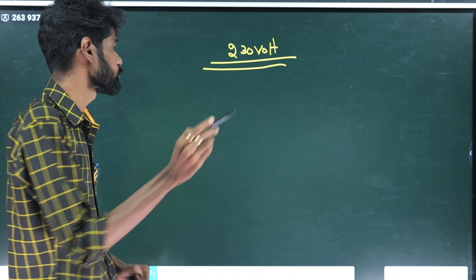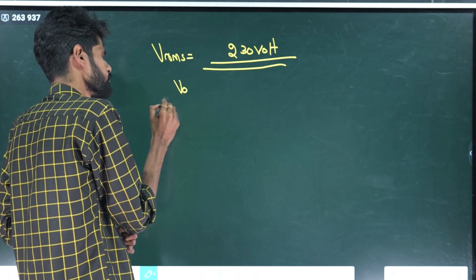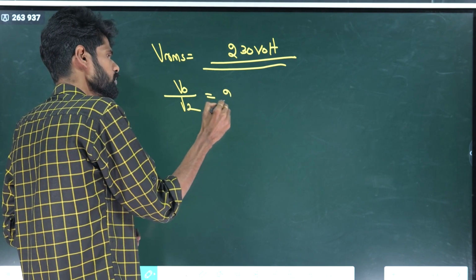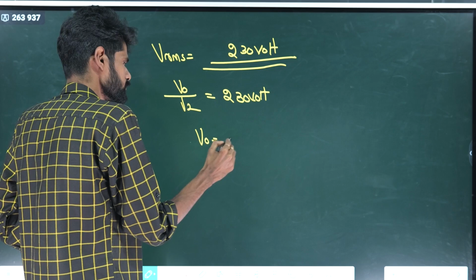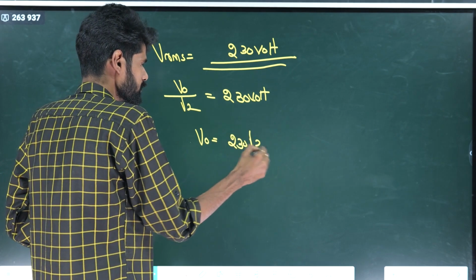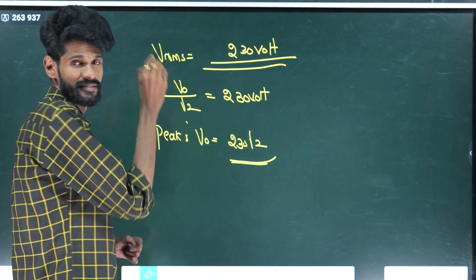It's the RMS value of AC. This is the RMS value of AC that can be written as V naught by root 2, that is equal to 230 volt, and V naught is equal to 230 root 2. This is the peak value of AC. Peak value of AC. Okay.